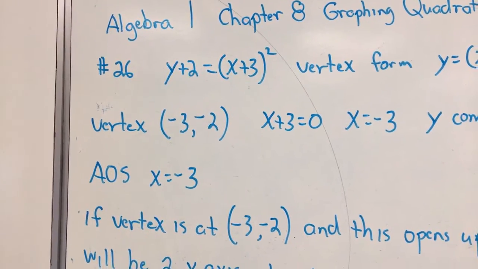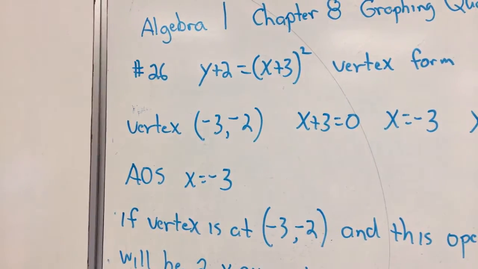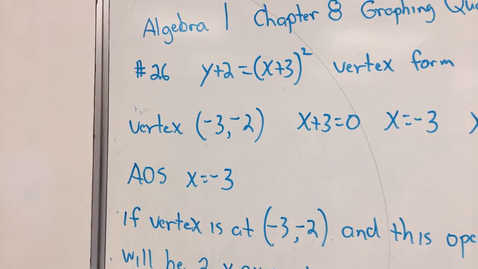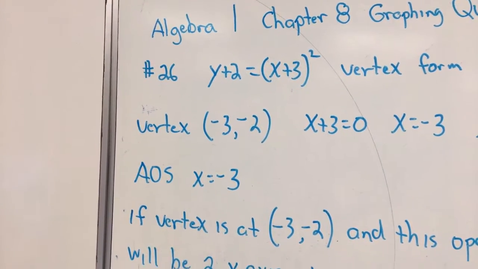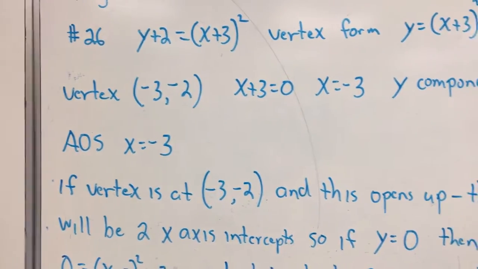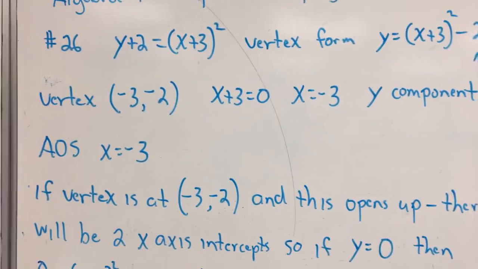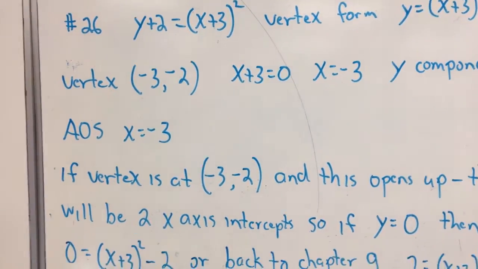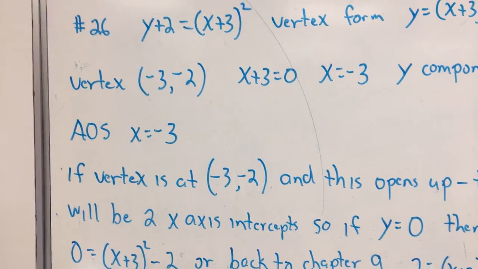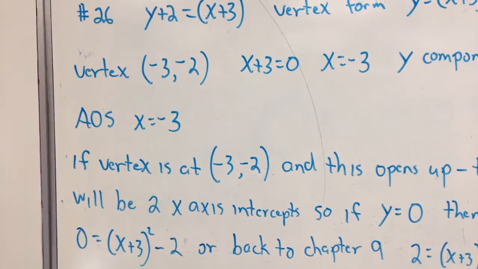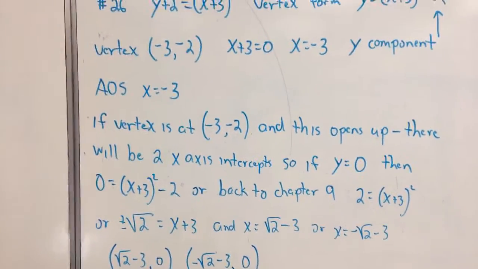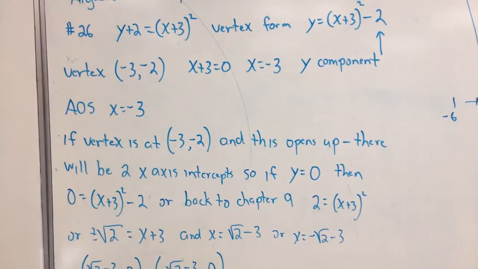I got that. So the axis of symmetry, remember the vertex is on the axis of symmetry. So the axis of symmetry is x is equal to negative 3. Okay? So if the vertex is at negative 3 comma negative 2, and this opens up, notice that that point, negative 3, negative 2, is below the x-axis. And it opens up, so it will cross the x-axis twice. And remember, every point on the x-axis has a y value of 0.